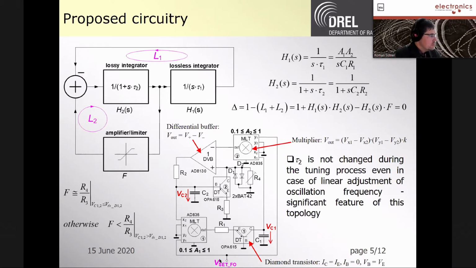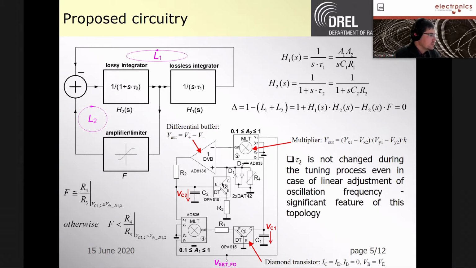As you can see, this is the complete circuit topology, a really working circuit with specific active devices used: two voltage multipliers that are used for adjusting the gain in the loop. They are based on multipliers with some standard transfer equation. Most typical for these multipliers in this configuration is that the range of the available gain is between 0.1 and 1. The rest of the parts are a differential voltage buffer and a so-called diamond transistor. We can imagine the diamond transistor as some kind of operational transconductance amplifier or current conveyor.